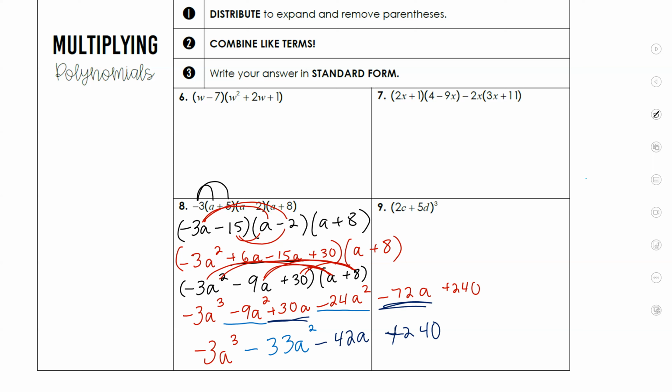Okay, so that is how you multiply them. I'm going to stop here. This is the end of the notes. I'm going to have you guys work through the rest.